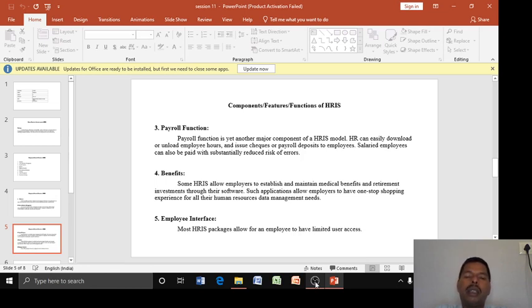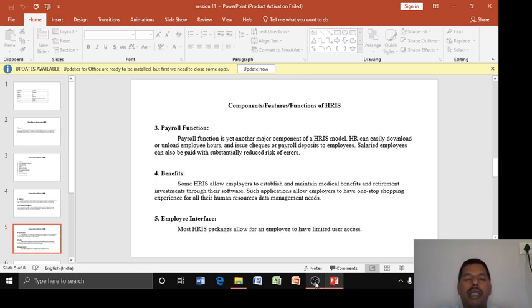So this is another component or feature of HRIS. Fourth one, benefits. Some HRIS allow employees to establish and maintain medical benefits and retirement investments through the software. Some human resource information systems allow employees to establish and maintain medical benefits and retirement investment plans through their software. So companies may have such a software, right?